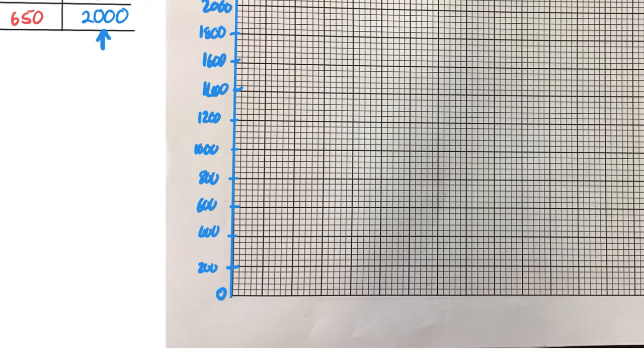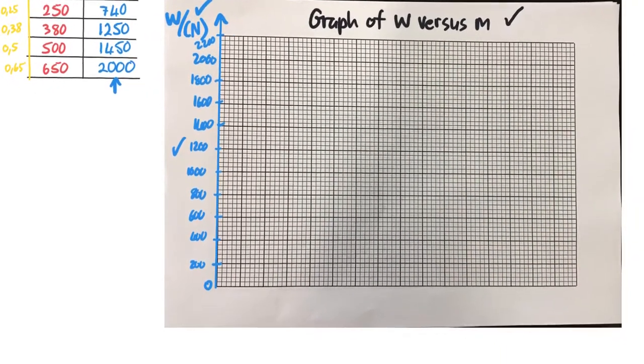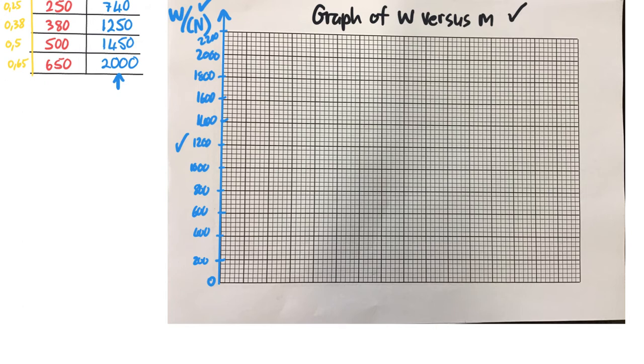So for that, you get another mark. So your scale gets a mark. So already there's 3 marks. 1 mark for the heading, as you can see, graph of dependent variable versus the independent variable.